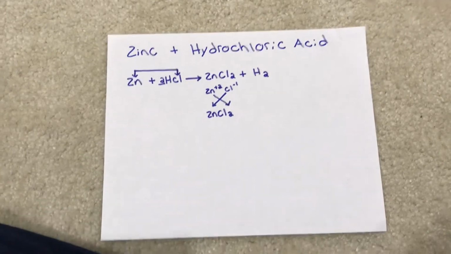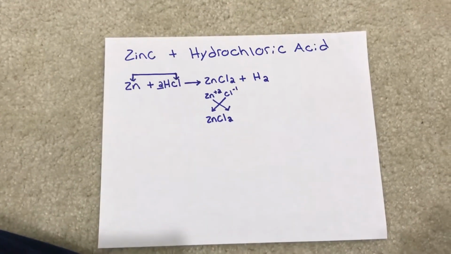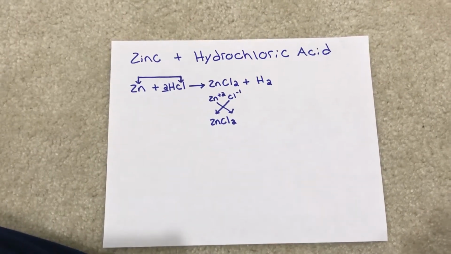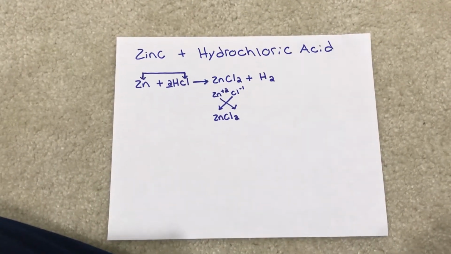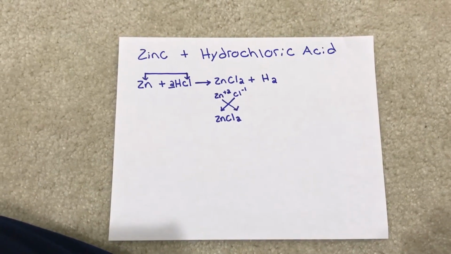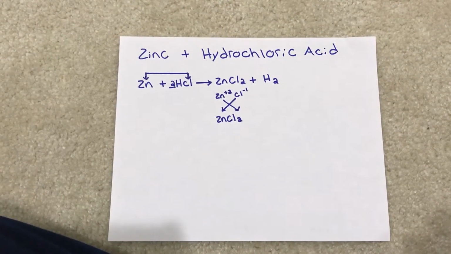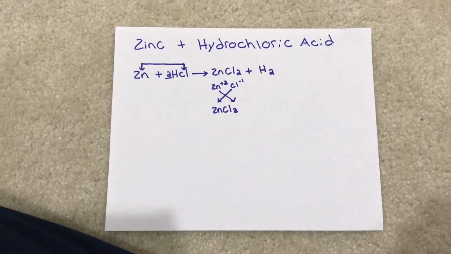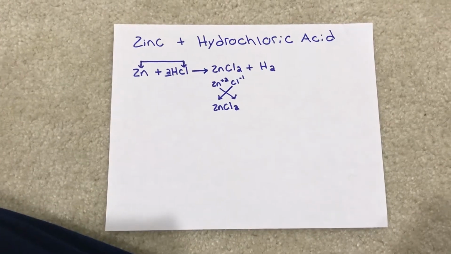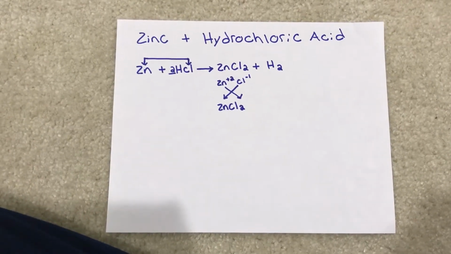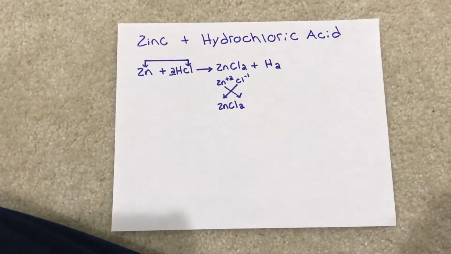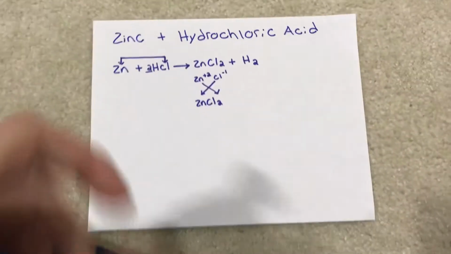And we're also left with 1 hydrogen, but we make that H2 for hydrogen gas. And then to balance this equation, we put a 2 on the left side of HCl so that we have an equal amount of hydrogens and an equal amount of chlorines. And then this balanced equation reads zinc plus 2 hydrochloric acids equals zinc chloride plus hydrogen gas.